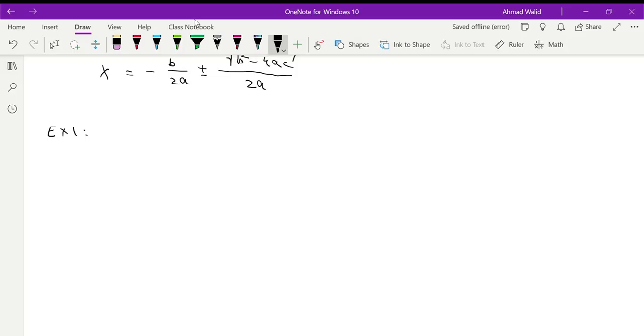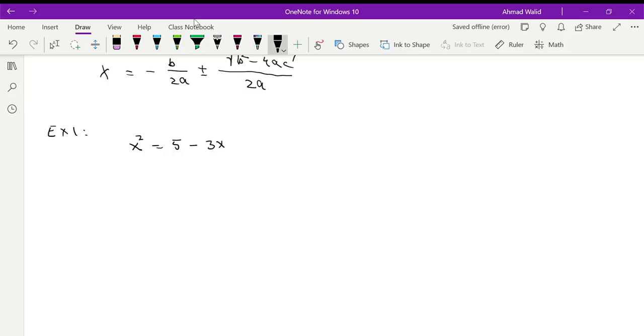They are asking you to solve which equation? X squared equals 5 minus 3x. It's a good example to explain actually something else for you. Look, this equation, x squared equals 5 minus 3x, is not in the standard form.